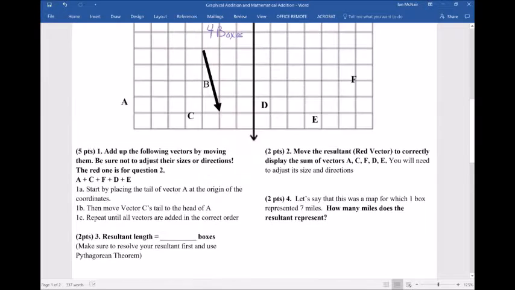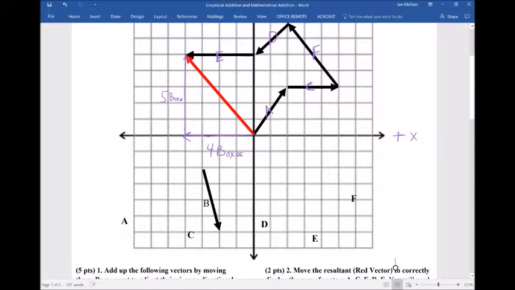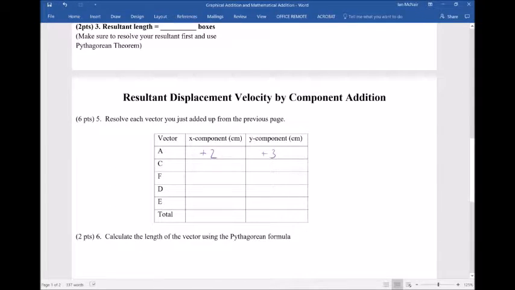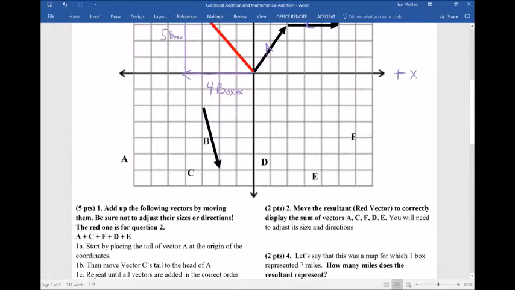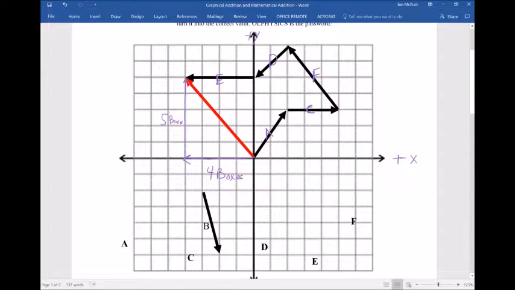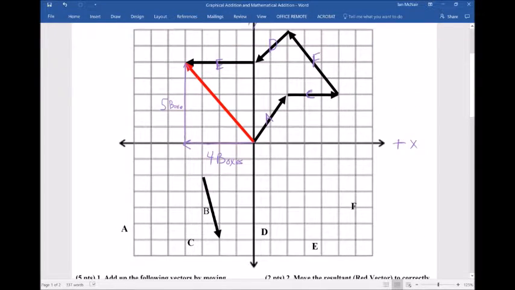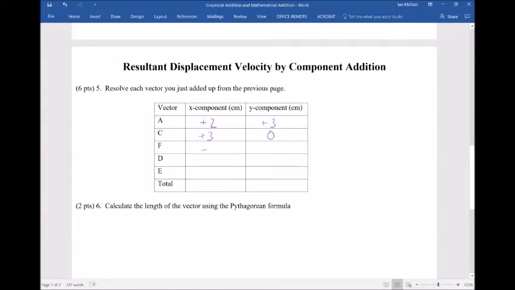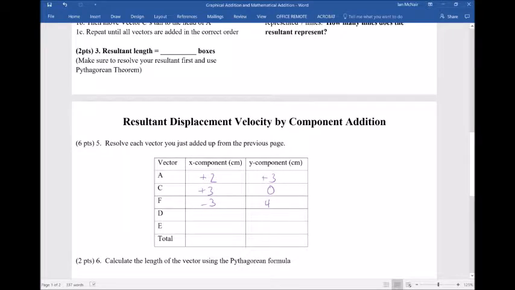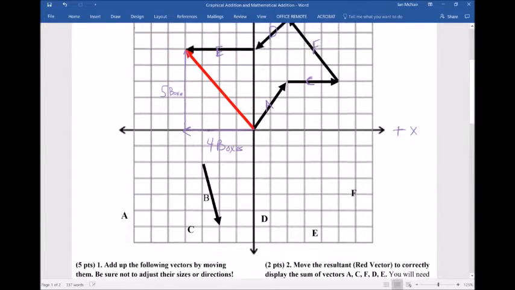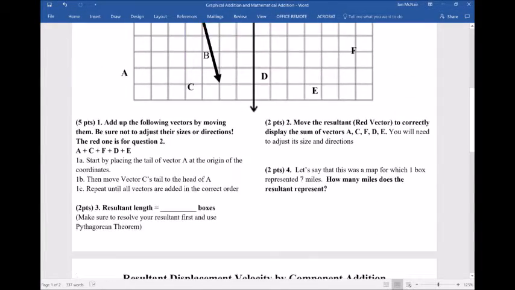We go to C. C goes just to the right 3. It doesn't go up at all, so it's just 0. F actually goes horizontally in the negative direction 3 units and up 4 units, and this is a positive 4. Next we have D. It's -2, -2.